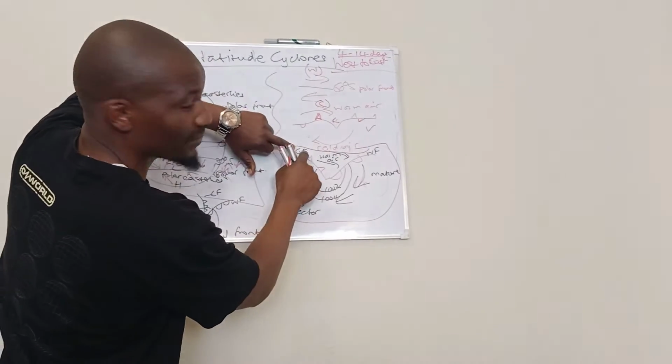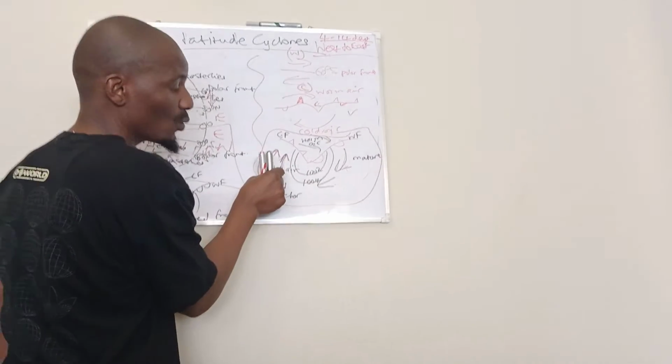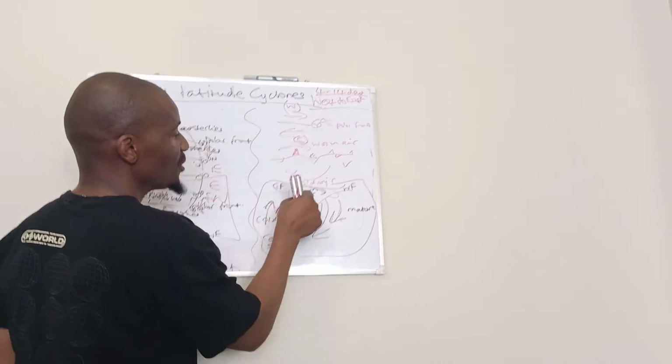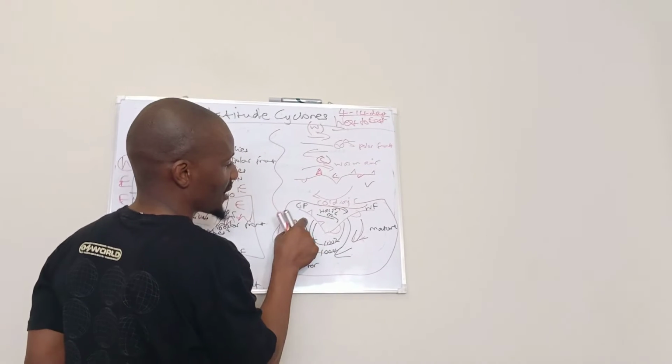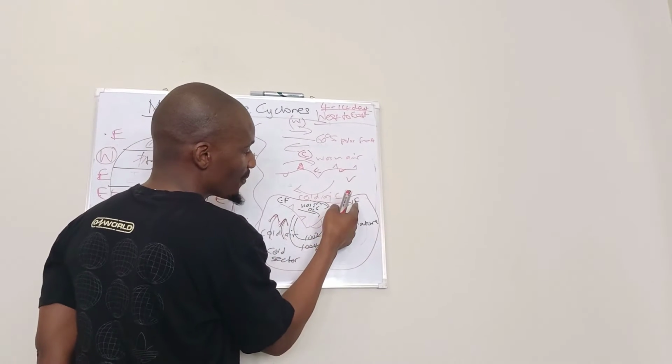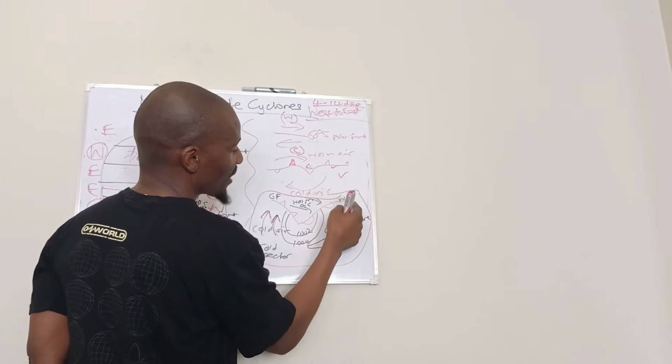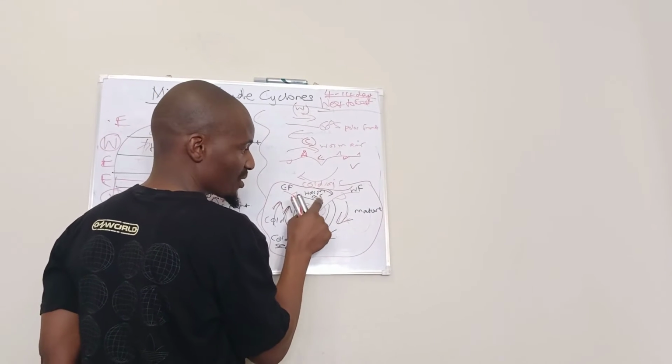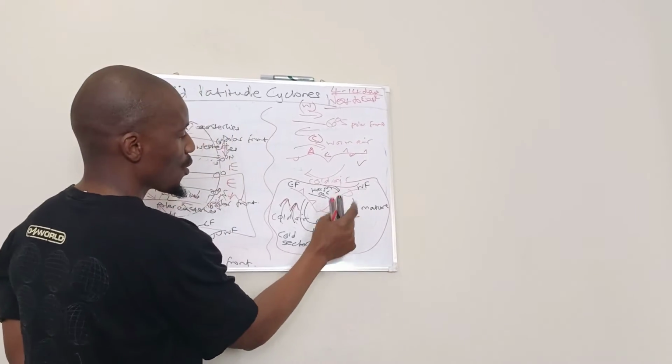So behind the cold front, which is the CF, we have got cold air. And in front of the cold front, we have got the warm air, or the warm sector. Then we have got the warm front. And behind the warm front, we have got the warm air, which is part of the warm sector. Then ahead, you have got the cold.